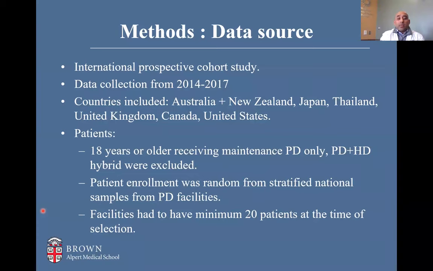Patient enrollment was at random, but stratified, and we'll see the stratification later, what patient characteristics they looked at. But it was random selection of patients and facilities. One of the enrollment criteria for the facility was a minimum of 20 patients in the facility at the time of enrollment into this study.